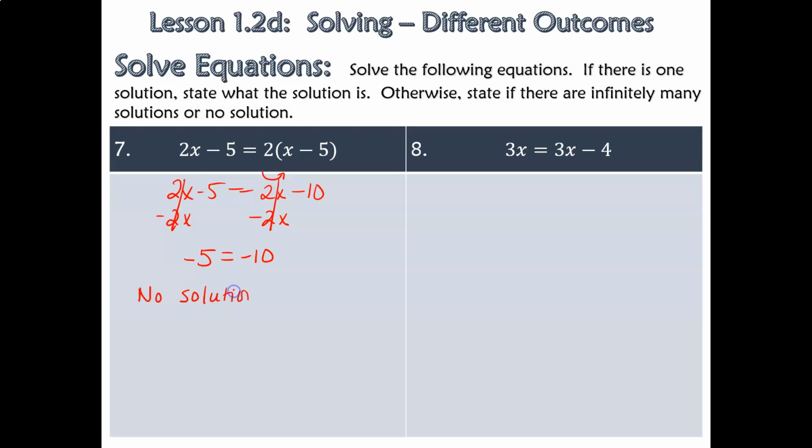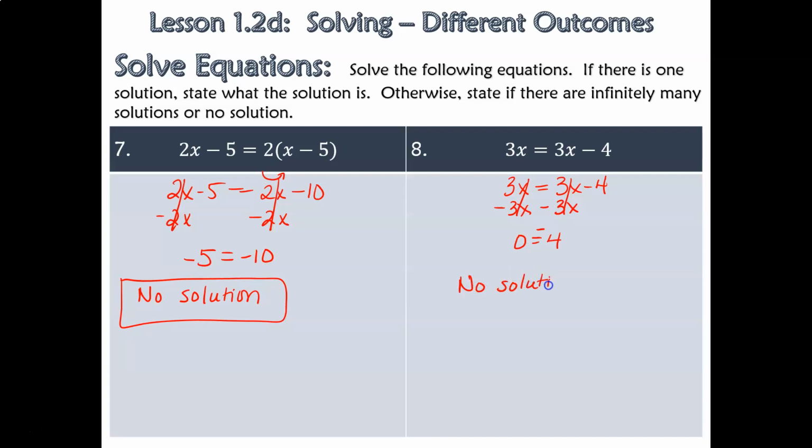So you may start to see the pattern so that you don't have to work these all the way down. So I have 3x equals 3x minus 4. Well, let's see what happens here. If I subtract 3x, I have nothing. 0 equals -4. And on no planet, anywhere, anytime, is that true? So this is another one of those, no solution. Nothing will work. Number 9.